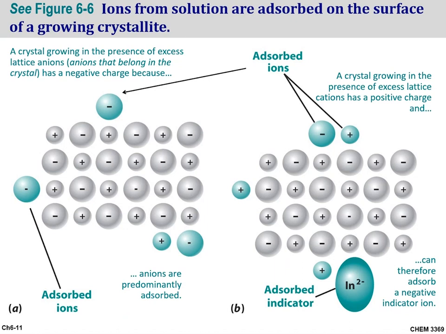And now the difficult part is to understand why it changes color. This is not very well understood, but the interaction between the indicator and the crystal, when the indicator is adsorbed on the surface, causes the indicator to change color. So that's how these indicators work for the precipitation reactions. Quite different compared to the acid-base reactions.